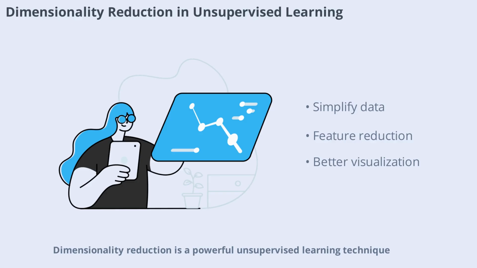Dimensionality reduction is a powerful unsupervised learning technique. It simplifies complex datasets by reducing the number of features while preserving important information. This makes it easier to visualize data, speed up processing, and improve model performance. Techniques like PCA, principal component analysis, are commonly used for this purpose.